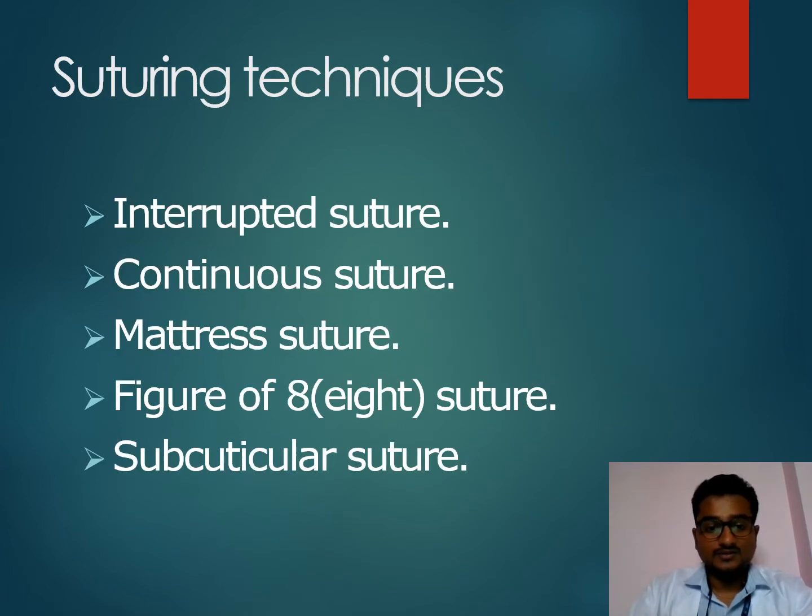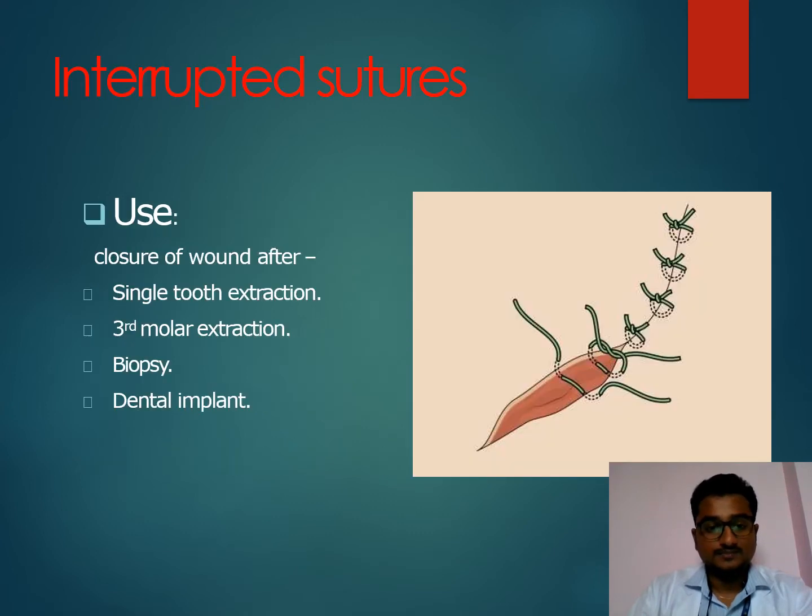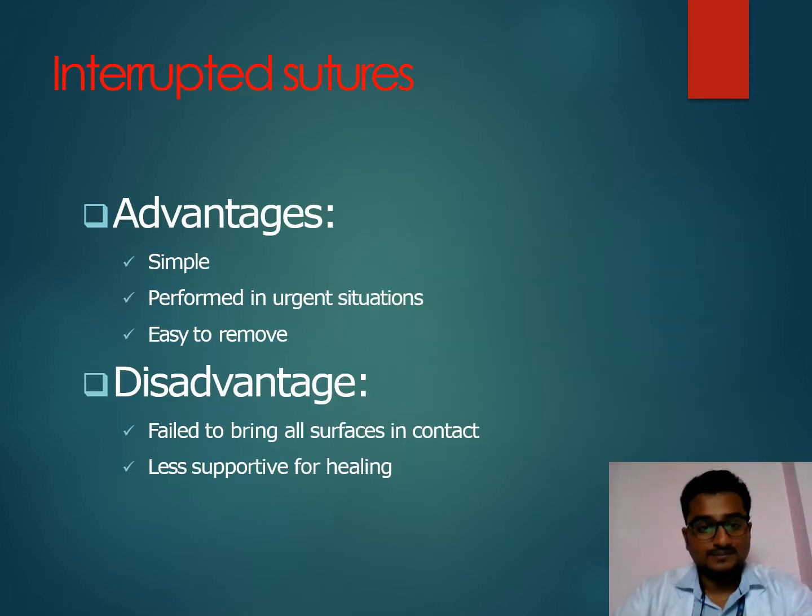Suturing techniques: interrupted suture, continuous suture, matrix suture, figure of 8 suture, and subcuticular suture. Interrupted suture. Uses of interrupted suture are wound closure, after single tooth extraction, third molar extraction, biopsy, and dental implant. Advantages: simple, can be performed in an urgent situation, easy to remove. Disadvantages: failure to bring all surfaces in contact, less supportive for healing.